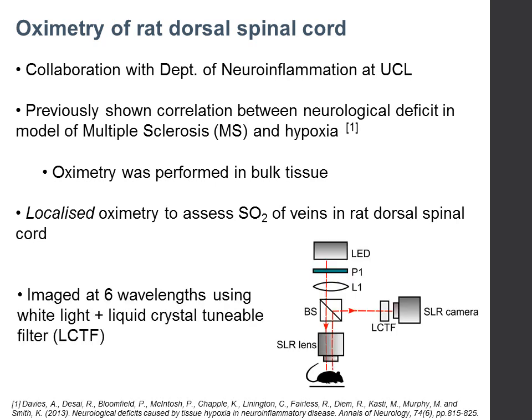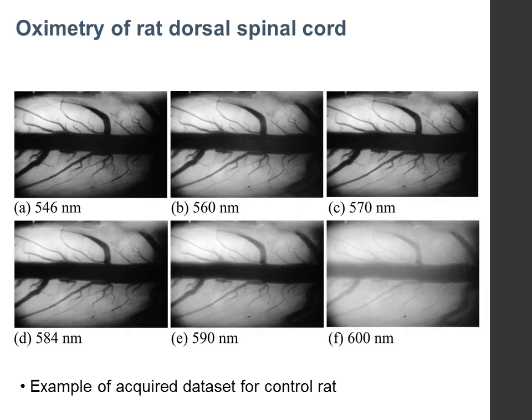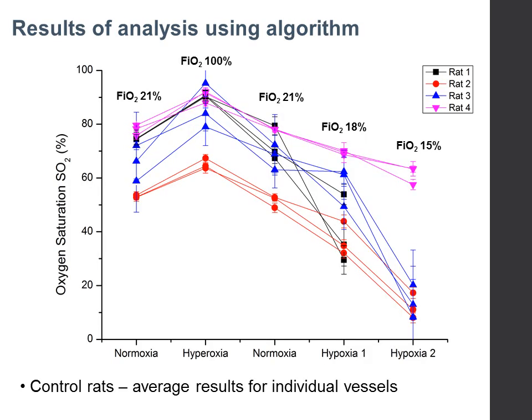A similar system was used, a multispectral microscope using a white light LED source, an SLR camera and lens, with a liquid crystal tunable filter. Because the scale of these vessels was bigger, they actually used longer wavelengths. This is an example of the acquired data set for a control rat. We looked at a set of control rats and a set of rats which have this model of multiple sclerosis.